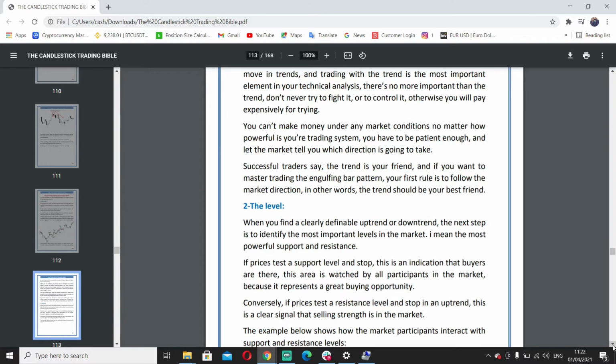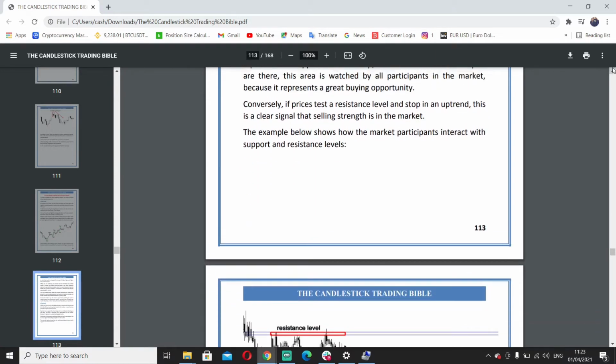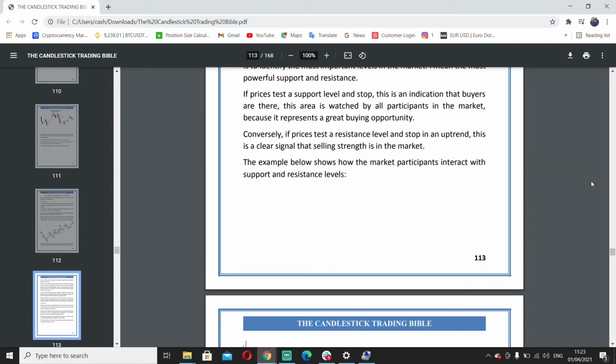And now we go to number 2, the level. When you find a clearly definable uptrend or downtrend, the next step is to identify the most important levels in the market. I mean the most powerful support and resistance. If price tests a support level and stops, this is an indication that buyers are there, and this area is watched by all participants in the market because it represents a great buying opportunity. Conversely, if price tests a resistance level and stops in an uptrend, this is a clear signal that selling strength is in the market. The example below shows you how the participants interact with support and resistance levels.